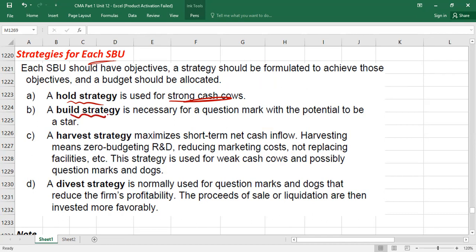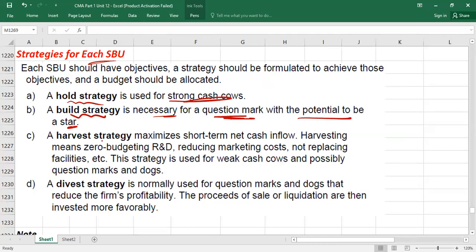Then we have a build strategy, which means you have to build. Build strategy is necessary for question marks, because I told you question marks should be converted to stars, and stars should be converted to cash cows. So build strategy means you should build, you should do something for the question marks with the potential to be a star.